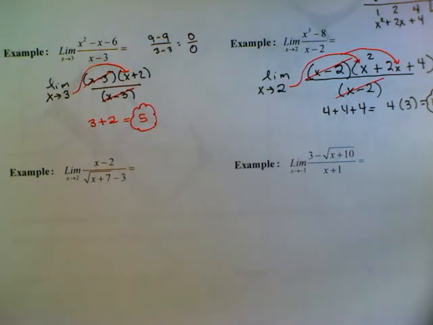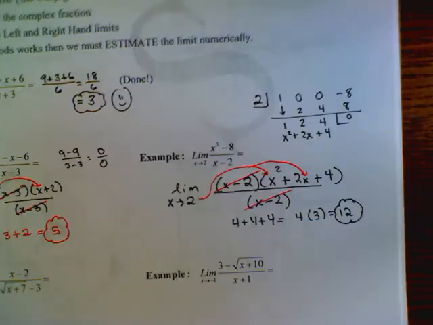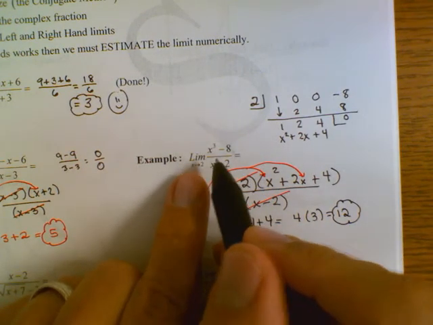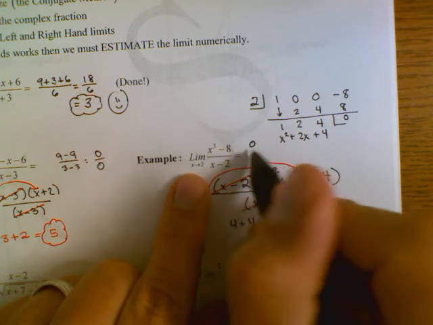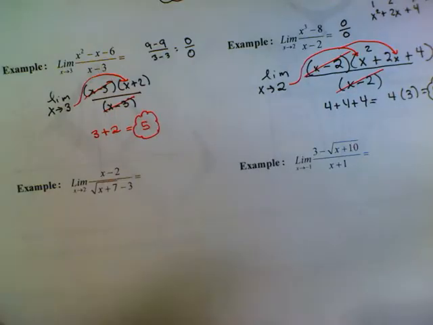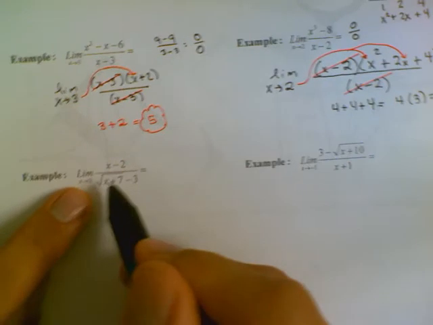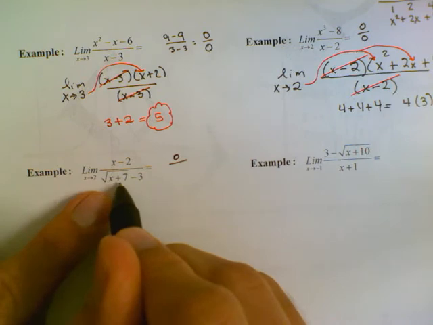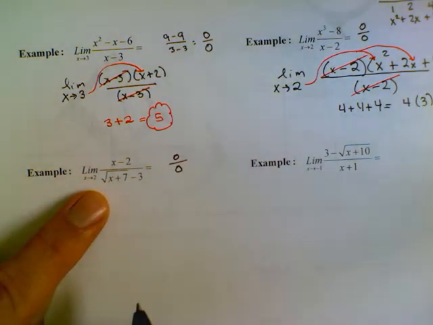Next problem. Uh-oh. You know what? I didn't even try putting in the 2 first. You should always try putting in the 2 first. If you did, you would get 0 over 0. So let's try putting in the 2 on this one. Well, I'll get 0 on top and the square root of 9, or 3, minus 3. So I'll get 0 over 0 again.